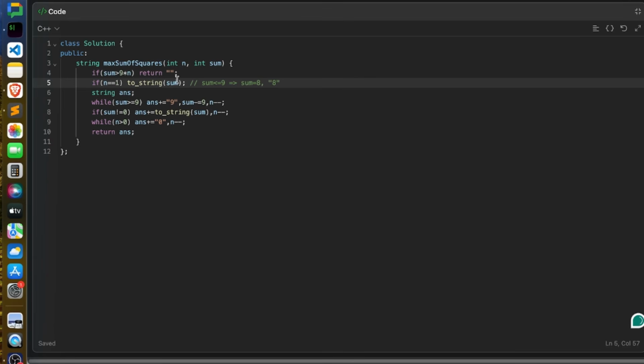So that is essentially what it does. Otherwise, this is my answer. Now what I'm doing here, I'm trying to keep as many 9s as possible at the beginning, right? So we will start from left to right. We will try to keep as many 9s as possible.